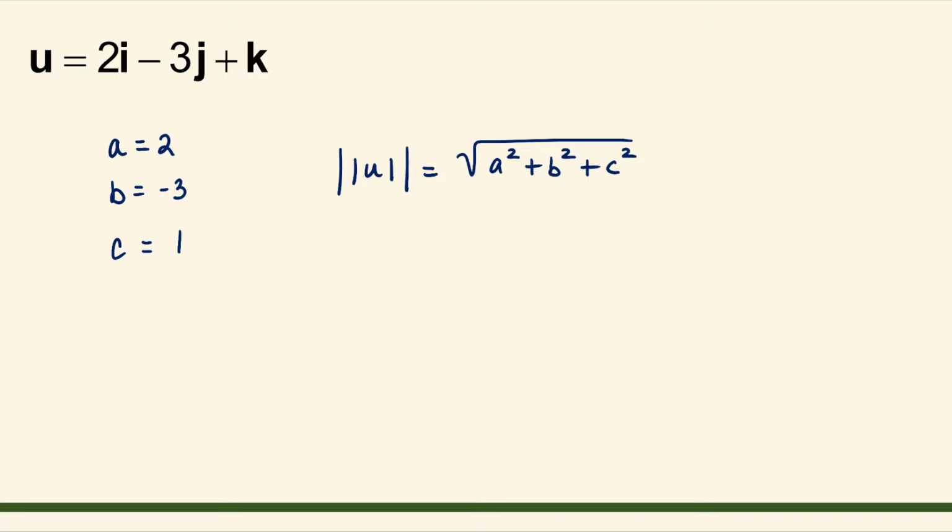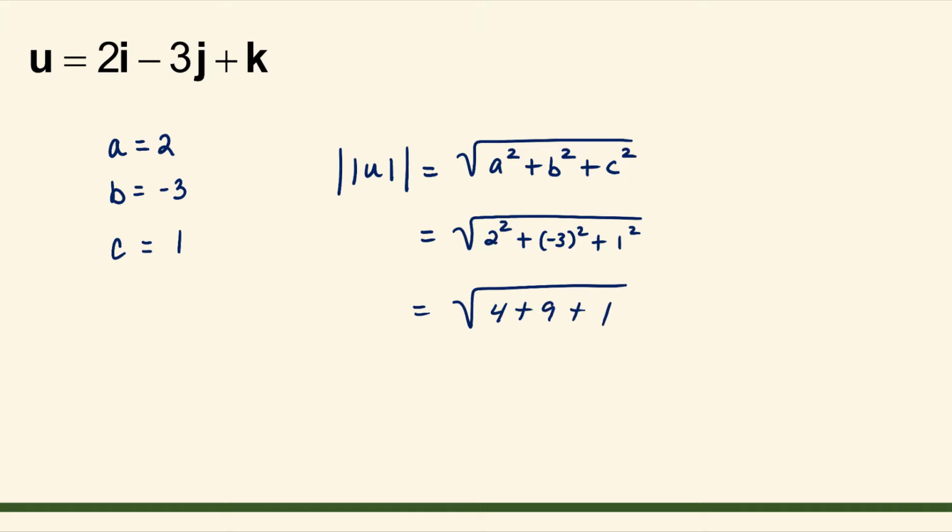Substituting our values for a, b, and c will give us that the magnitude of vector u will equal the square root of 2 squared plus negative 3 squared plus 1 squared, which gives us the square root of 4 plus 9 plus 1, which gives the square root of 14. So the magnitude of vector u is equal to the square root of 14.